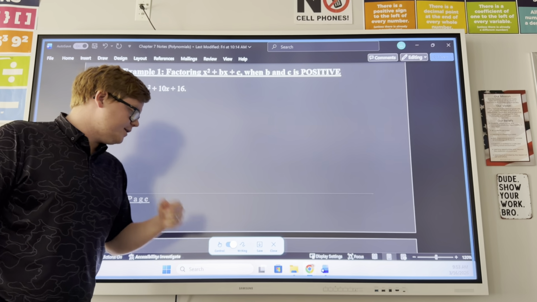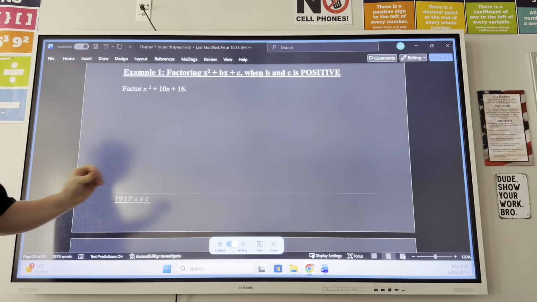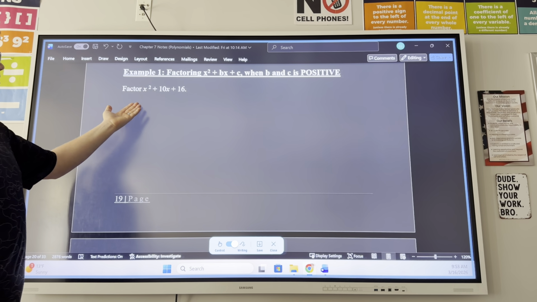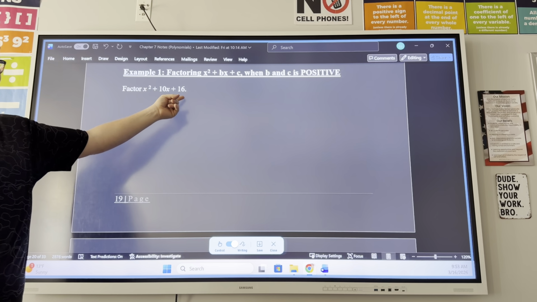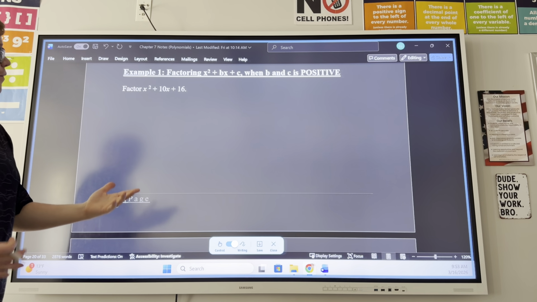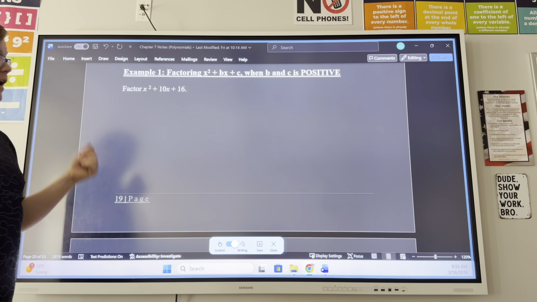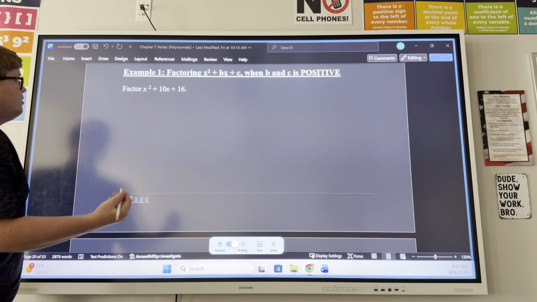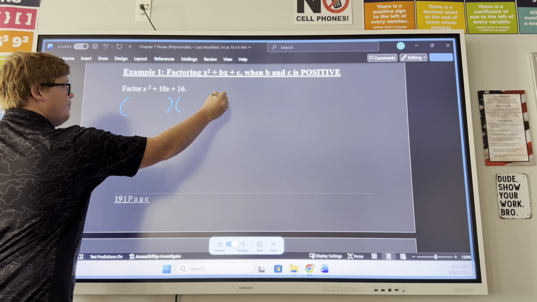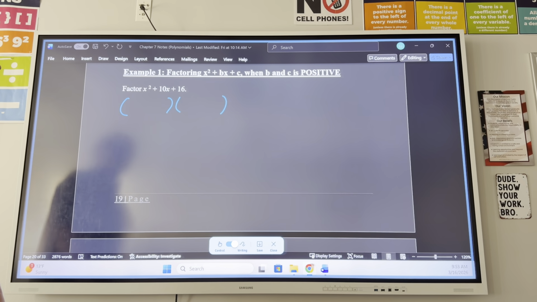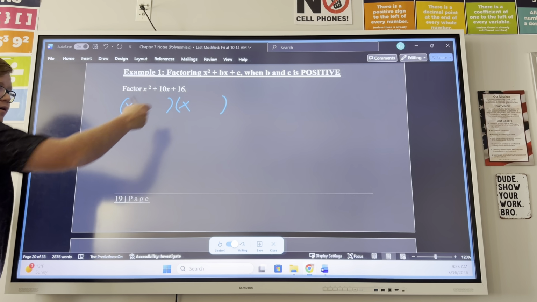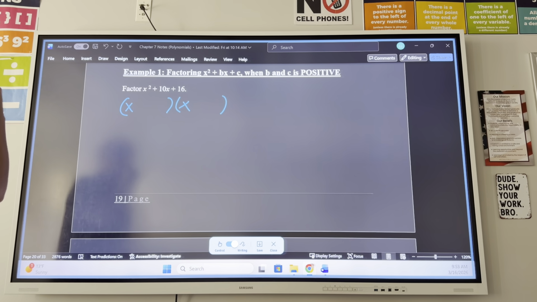Now, with binomials, we look for a GCF right away. Here, we're still going to do that, but as you can see, we have x, this has no x. We have 1, 10, and 16. There's no GCF. The only GCF we have is 1, and 1's not going to change anything. So, since we don't have a GCF to pull out, we need to make 2 parentheses. And we already know to get x squared, we take x times x. If we were to FOIL this, we would get our x squared that we want.